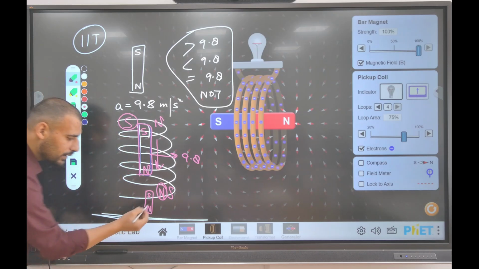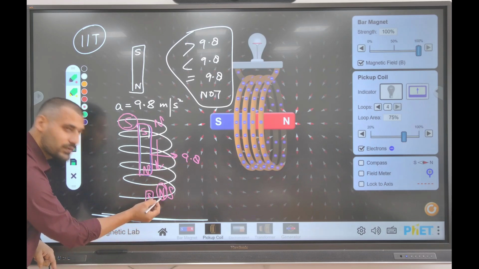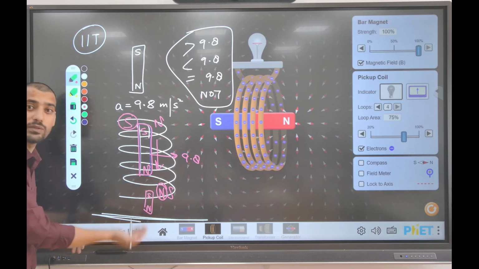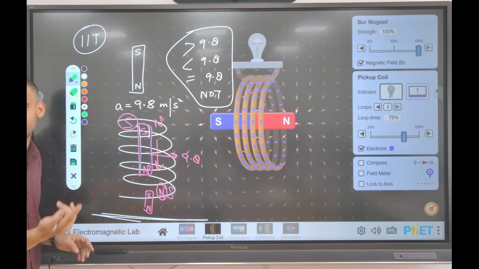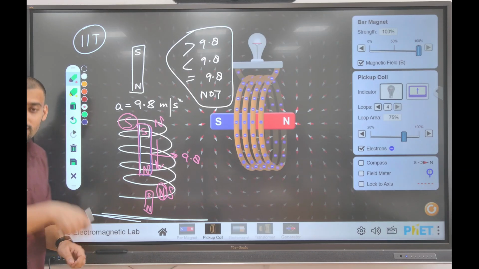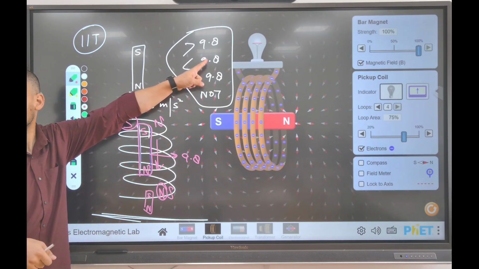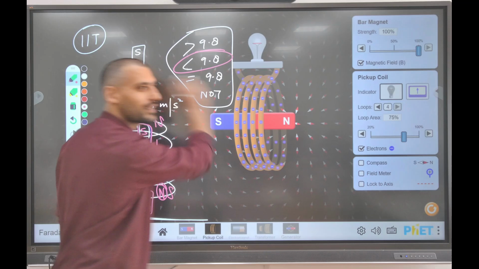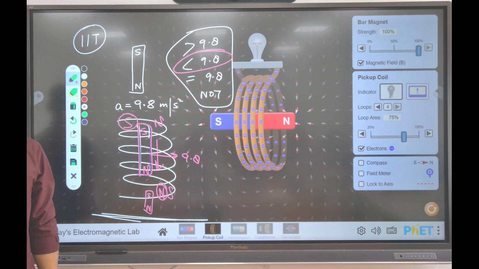So what will happen? The moment it comes out, this will generate north, and due to that north, there will be the force of attraction, isn't it? Will the attraction let it go down with 9.8? No. Exactly, that is why Hiba is correct. Is that fine? Yasin also understood, thank God. Is it clear? So it will go slow.